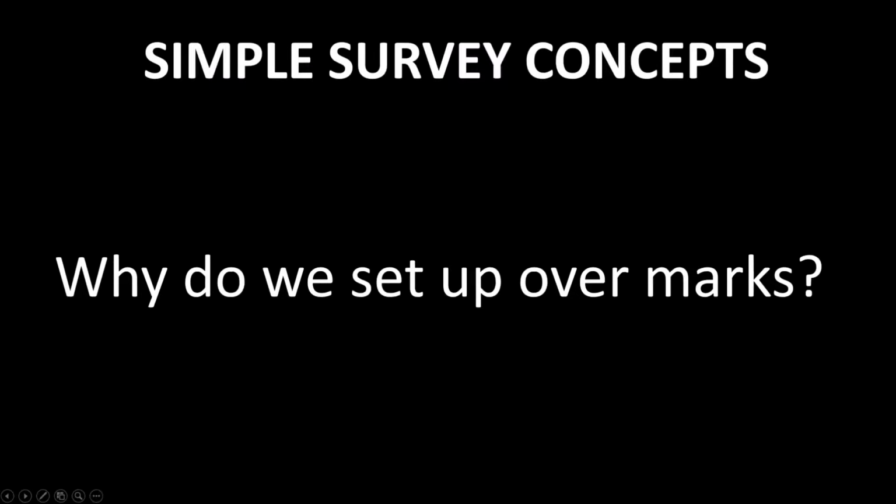Okay, this session's simple survey concepts. Why do we set up over marks? That's a very good question. We set up over marks because we are measuring from mark to mark. But sometimes it's not possible to directly access the mark. A mark might be buried, for instance. So we set up vertically over the mark so that we have a point above the mark that we can measure to, because we cannot measure through the ground to the actual mark or from one mark to the other. So we set up over marks so that we can conveniently sight them and measure them.